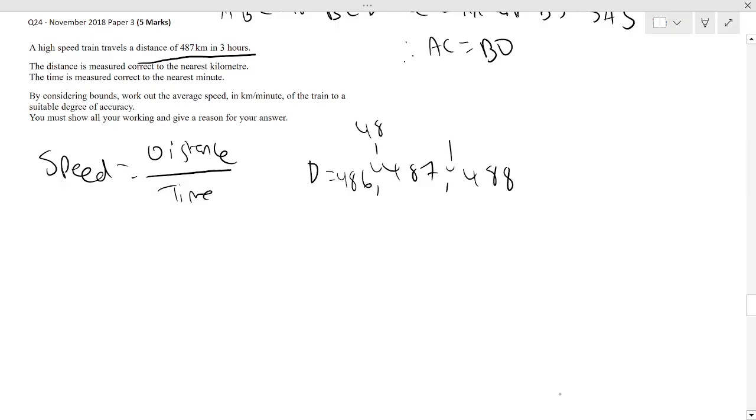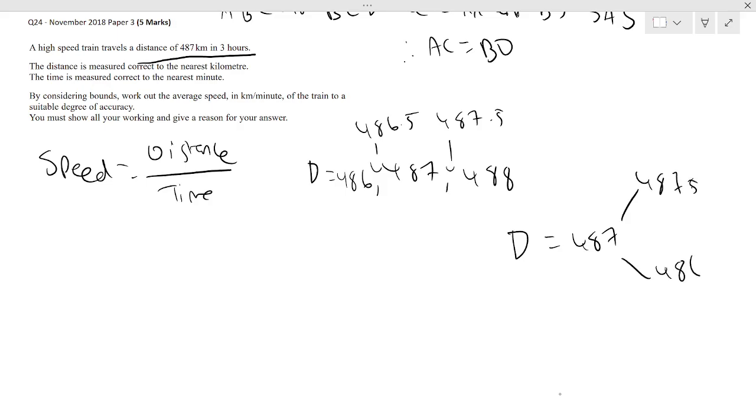So it would be 486.5 and 487.5. So therefore, the bounds for distance 487 are going to be 487.5 and 486.5.